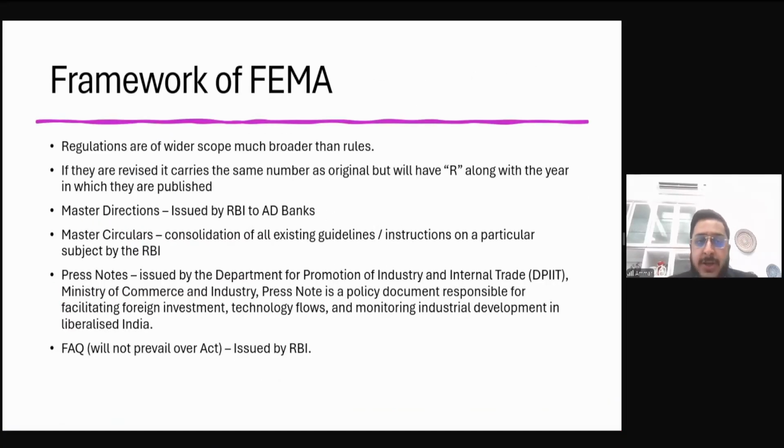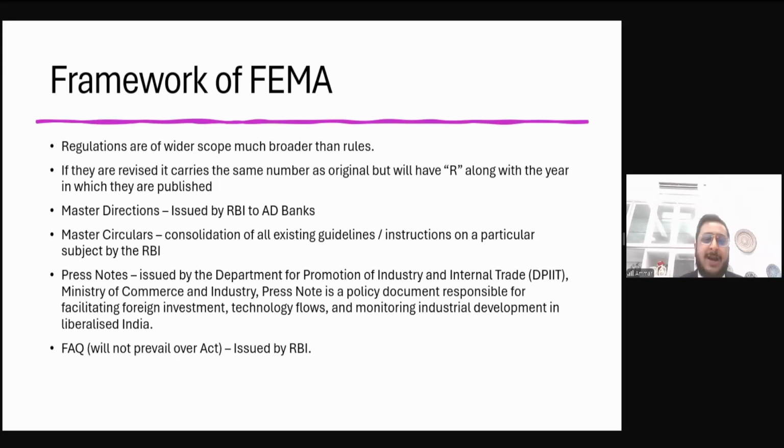As we saw, regulations are of much wider scope compared to the rules, because rules are basically for the procedure. Then there are master directions. These are issued by the RBI to the AD banks. Though they are applicable to the AD banks, they are very important for us also, because the Indian AD bank is going to act accordingly. So whatever documentation or procedure has been mentioned in the directions, we should follow that.